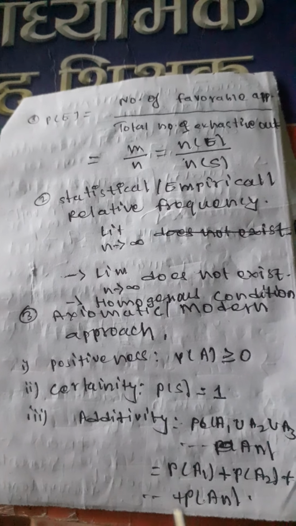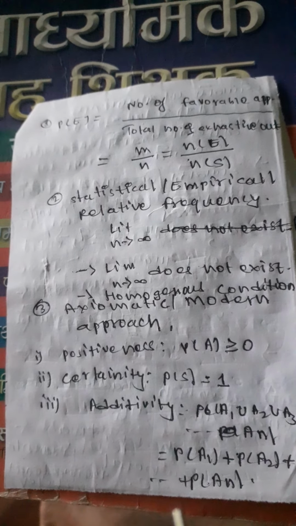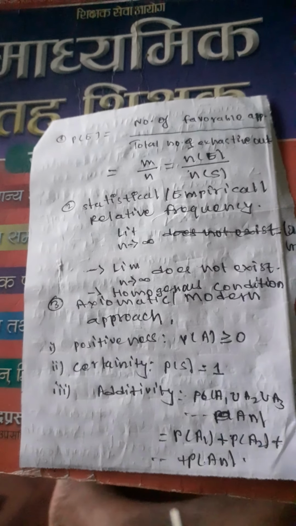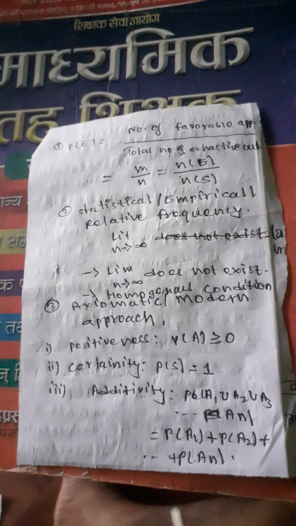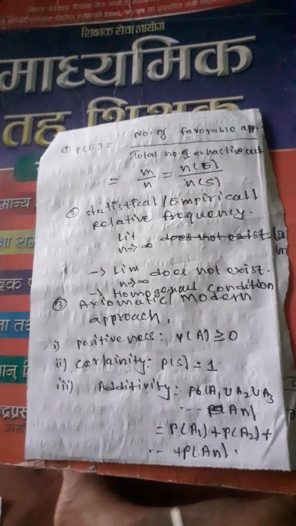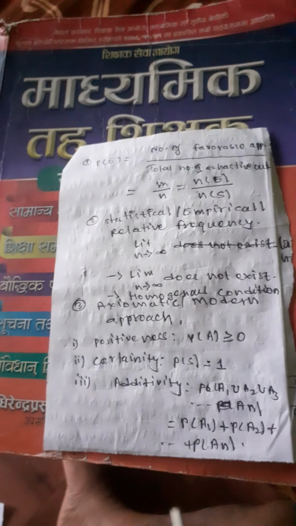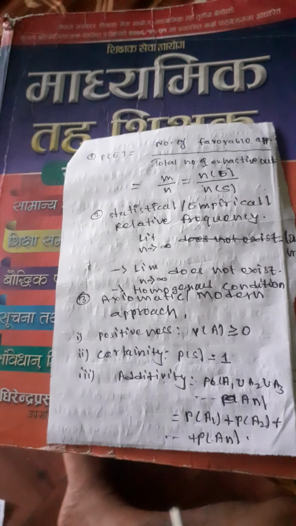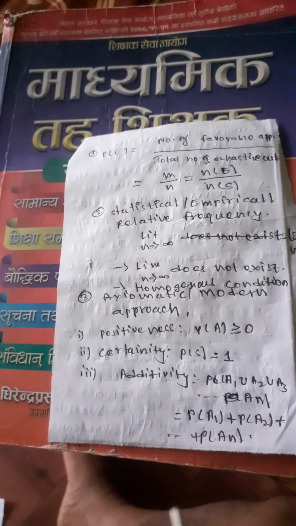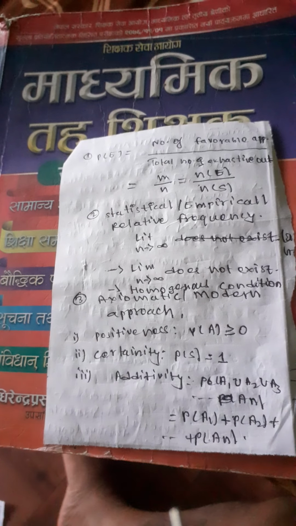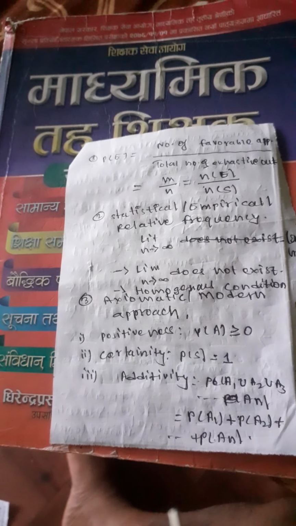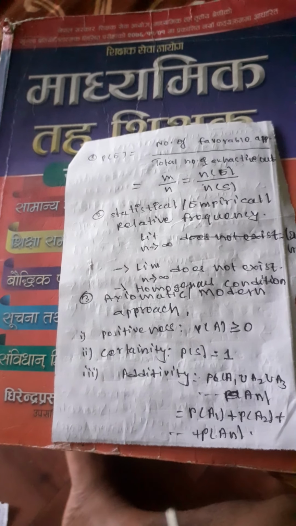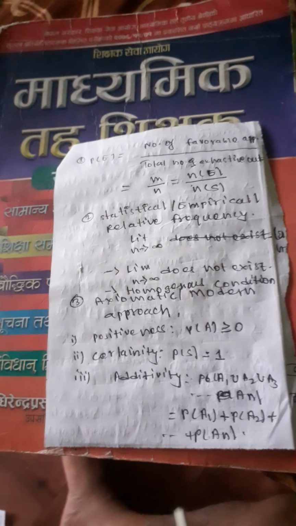Next, two: statistical or empirical approach, relative frequency, limit n tends to infinity, or limit n tends to infinity does not exist; homogeneous condition. Next, three: axiomatic or modern approach. First, positiveness: probability of A is greater than or equal to 0. Third, certainty: probability of S is equal to 1. Additivity: probability of A1 union A2 union A3 up to An is equal to probability of A1 plus probability of A2 plus dot dot probability of An.